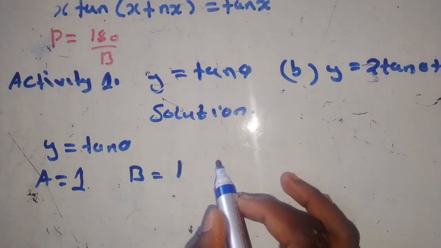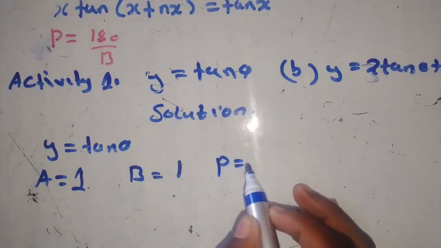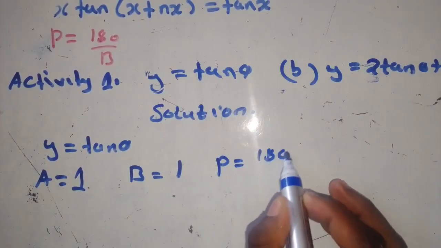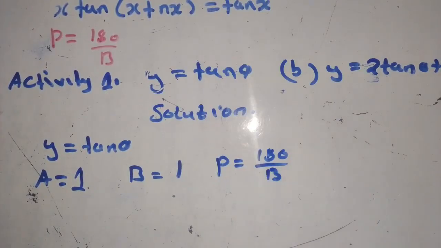Okay, so after finding this, you also find the period, which is given by the formula 180 over b. So remember, this is tan. If we're dealing with a tan graph, your period must be given by the formula 180 over b. Don't put 360. We use 360 when we're dealing with cosine and sine. You cannot use 180 when you're dealing with cosine and sine. 180 is only used on tangents.